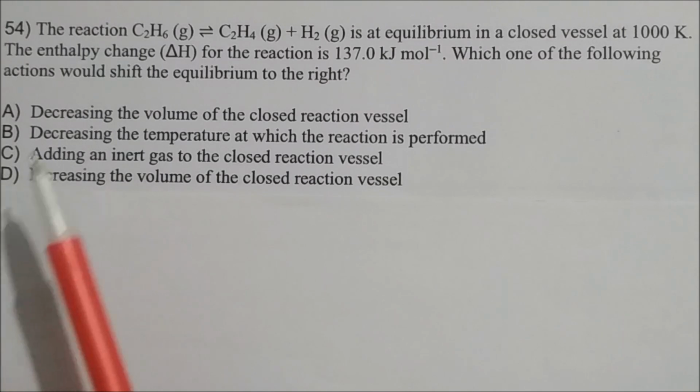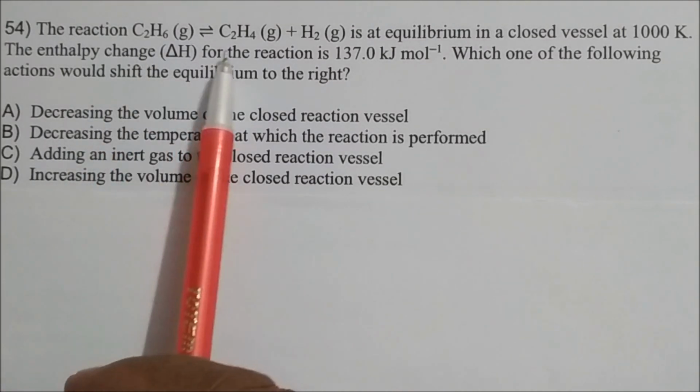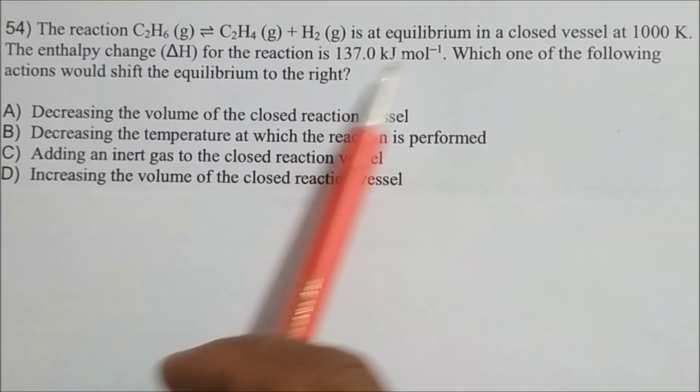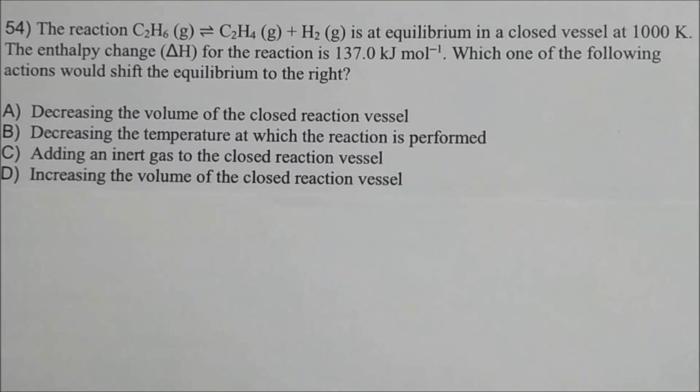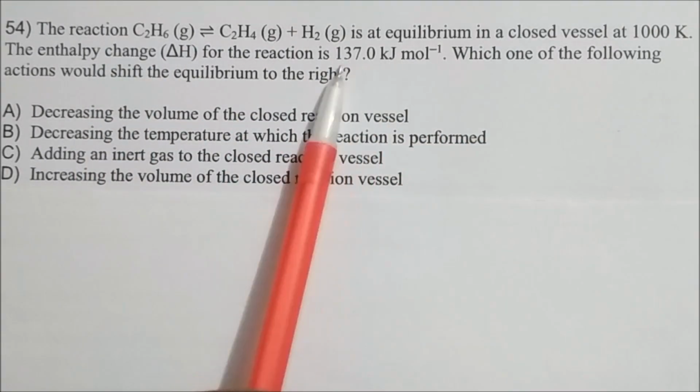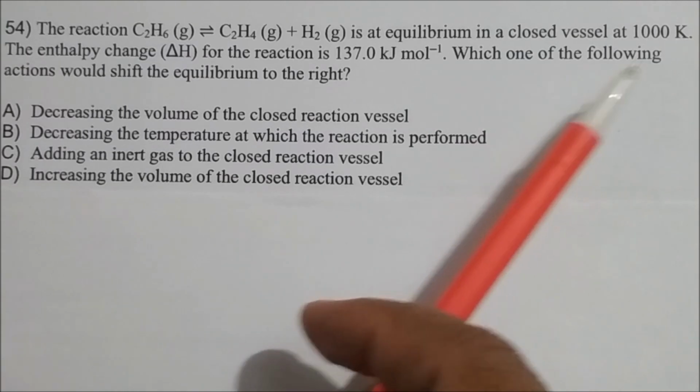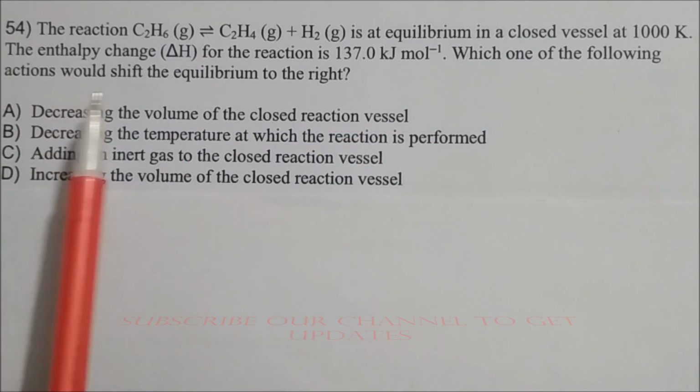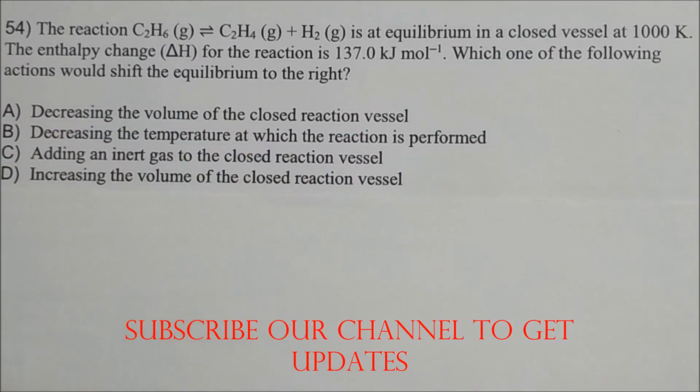The reaction: ethane gas is decomposed into C2H4 and hydrogen, and it is in equilibrium in a closed vessel at this temperature. This is an endothermic reaction, you can see here. Now the question is, which one of the following actions would shift the equilibrium to the right side?